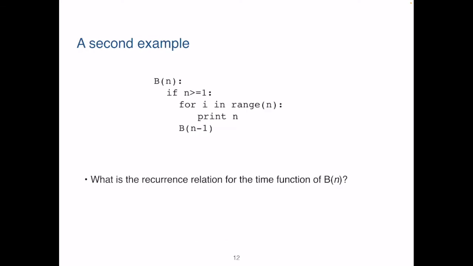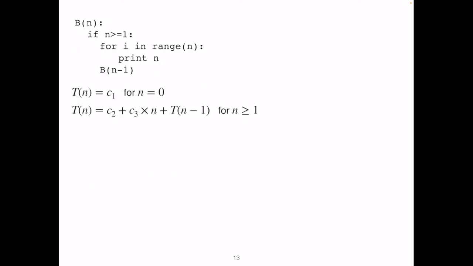What's the recurrence relation for b? Please pause the video and try writing it down. Okay, did you get this recurrence relation? The base case is when n equals 0. When n is greater than 0, Tn would be C2, the cost of any sequential instructions that could be included in B, plus C3 times n, the cost of implementing this for loop, plus Tn minus 1, the cost of calling B with input n minus 1.